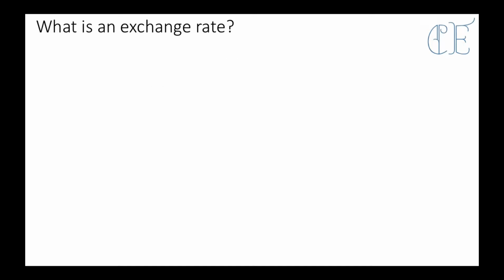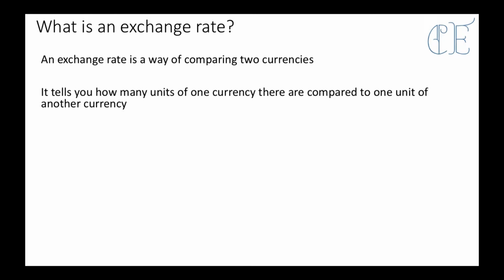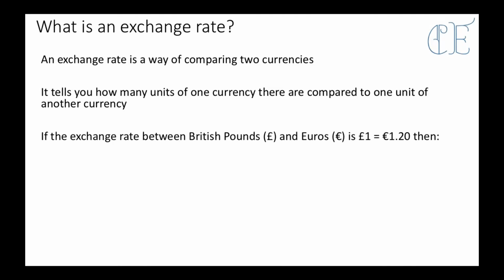So, first of all, what is an exchange rate? An exchange rate is a way of comparing two currencies. It tells you how many units of one currency there are compared to one unit of another. If the exchange rate between British pounds and euros is £1 to €1.20, then £1 is equal to €1.20, as we have here, which means £2 is equivalent to €2.40, so we're just doubling it.